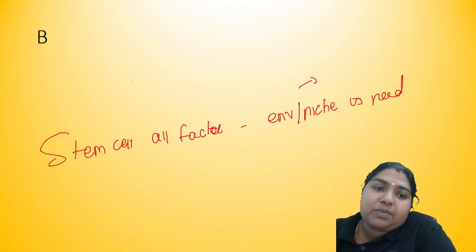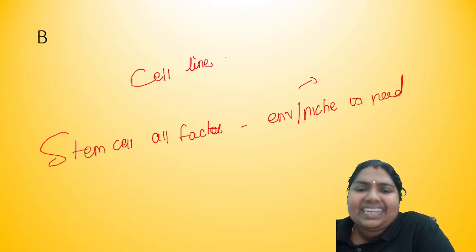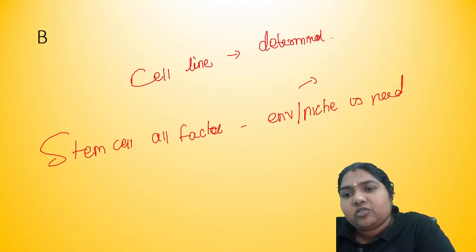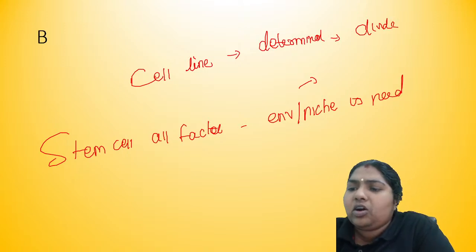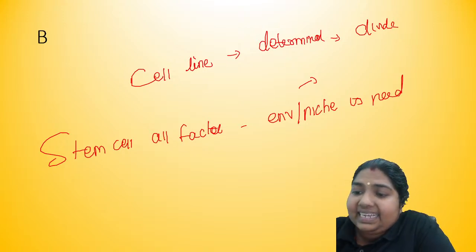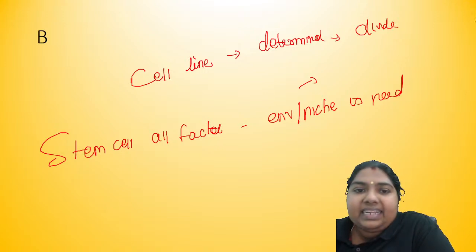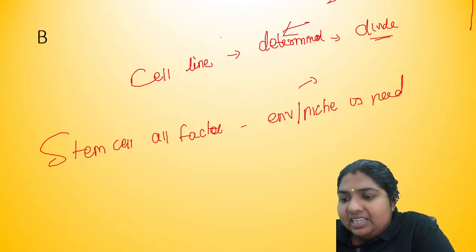But if it is a cell line, think everybody, all these are refreshing your mind. If it is a cell line, it is already determined. So it is only going to divide. All these points you should definitely rethink such that you will get the good things. So if it is a permissive interaction, it is already determined, so it is dividing. This is what is going to be the permissive.